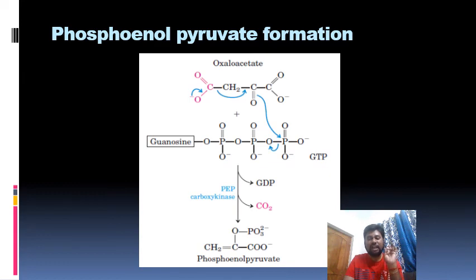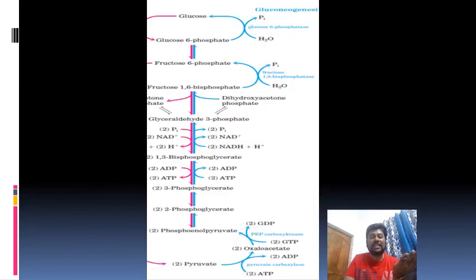Once all these steps are reversed with the help of these enzymes, that means glucose 6-phosphatase, fructose 1,6-bisphosphatase, pyruvate carboxylase, and phosphoenol pyruvate carboxykinase, along with the other reversible enzymes of glycolysis, the pathway of glycolysis can be easily reversed and utilized for glucose synthesis, gluconeogenesis. This is how the pathway of gluconeogenesis takes place.